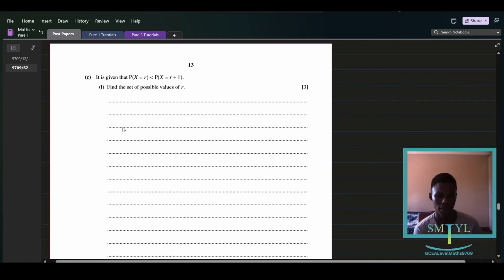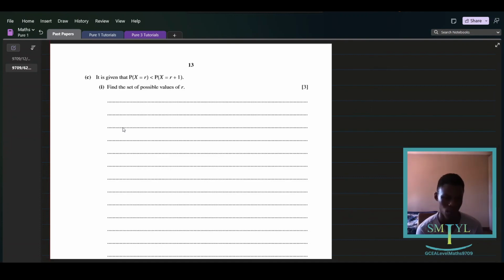It is given that the probability that X is equal to r is less than the probability that X is equal to r plus 1. Part 1. Find the set of possible values of r.